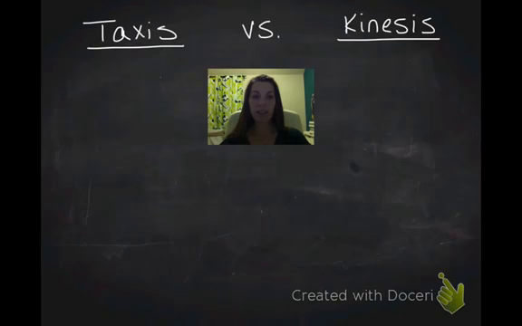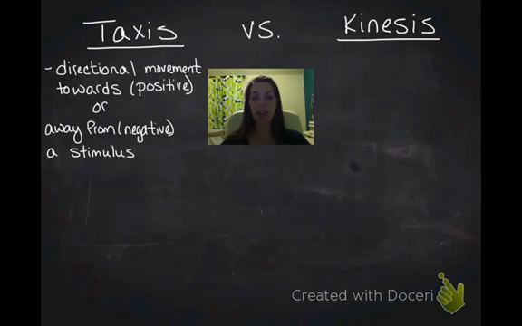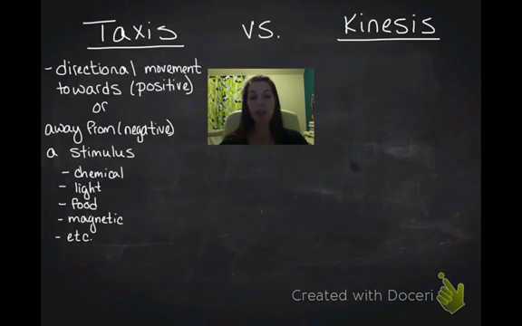So, taxis, or plural is taxes, is a directional movement towards or away from a particular stimulus. If we're moving towards a particular stimulus, we would say it's a positive taxis, and if we're moving away from a particular stimulus, we would say it's a negative taxis. The stimuli can be anything. It can be a chemical stimulus, it can be light, it can be food, it can be magnetic, really anything. So chemical would be chemotaxis, light would be phototaxis, etc.